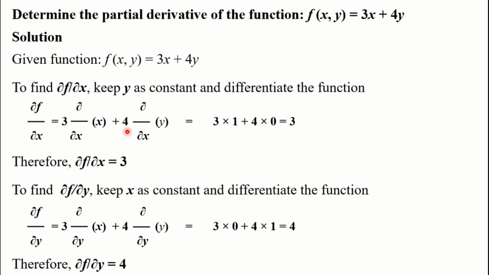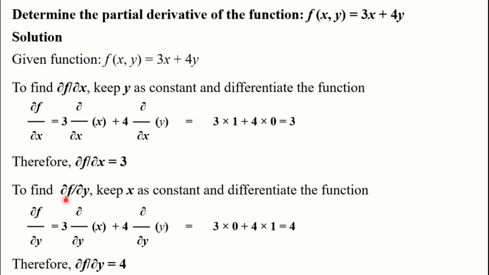That's why we bring outside the partial derivative of y with respect to x. Now see, the derivative of x is 1. That's why 3 into 1 plus 4. The derivative of y is 0. Why? Because here we find the partial derivative of the function with respect to x, which means we treat y as a constant, and the derivative of a constant is 0. That's why the partial derivative of this given function with respect to x is 3.